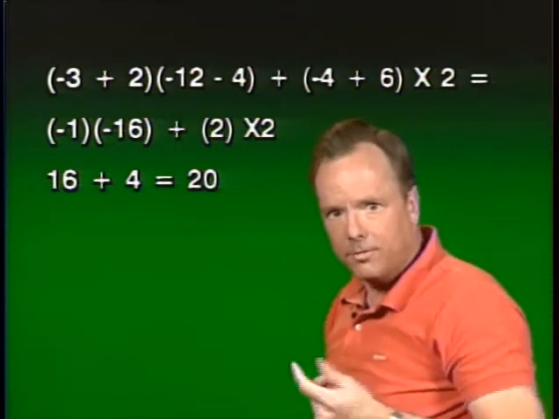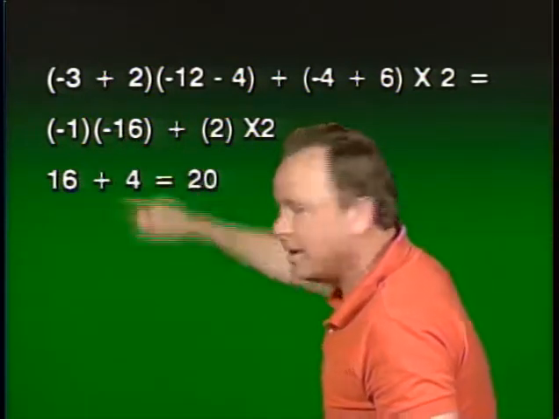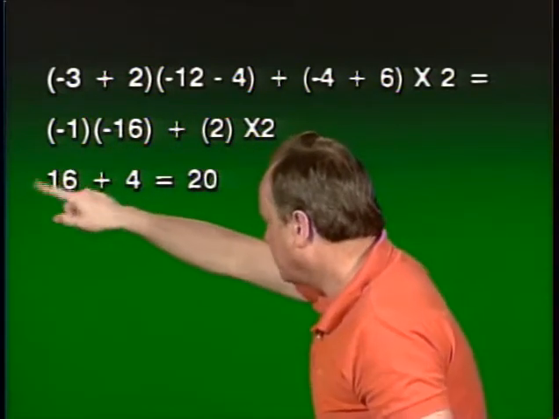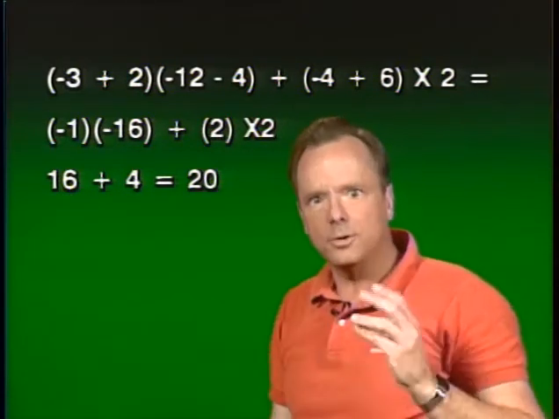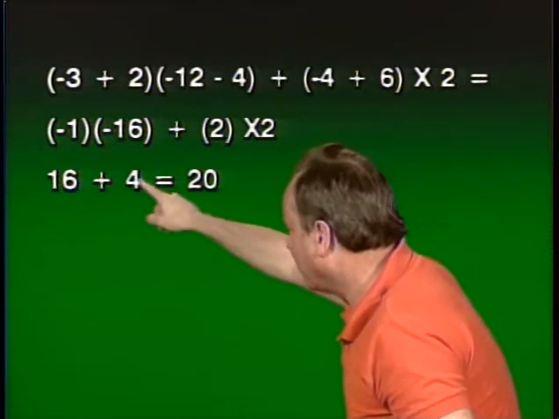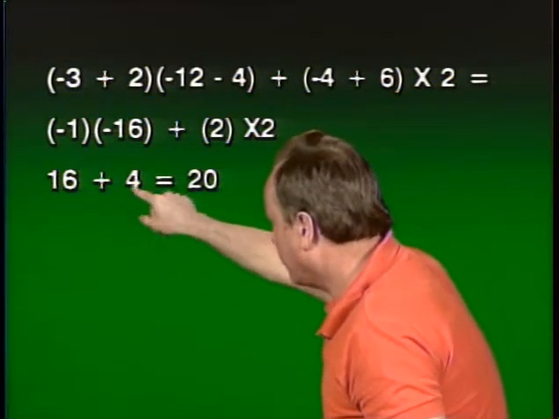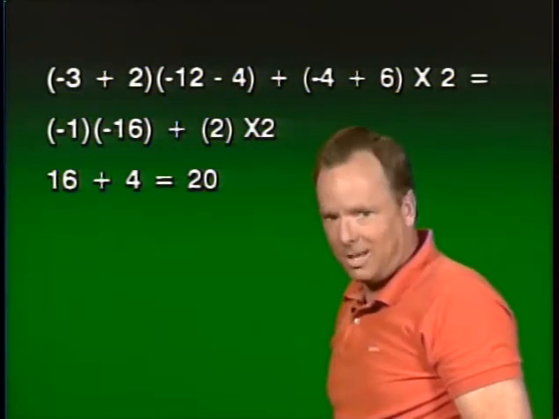All right, let's take a look at it. First of all, a minus times a minus is a plus, so this becomes plus 16. And 2 times 2, back in the old days, that used to be 4. I think it still is, so we'll call that 4. So 16 plus 4 equals 20. I told you it was an easy one.